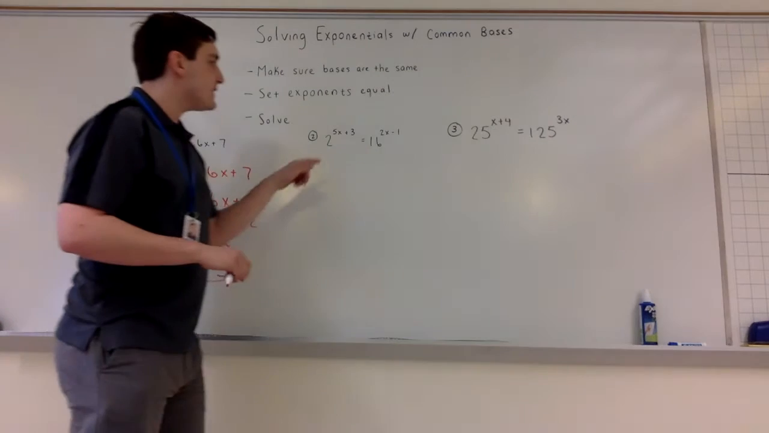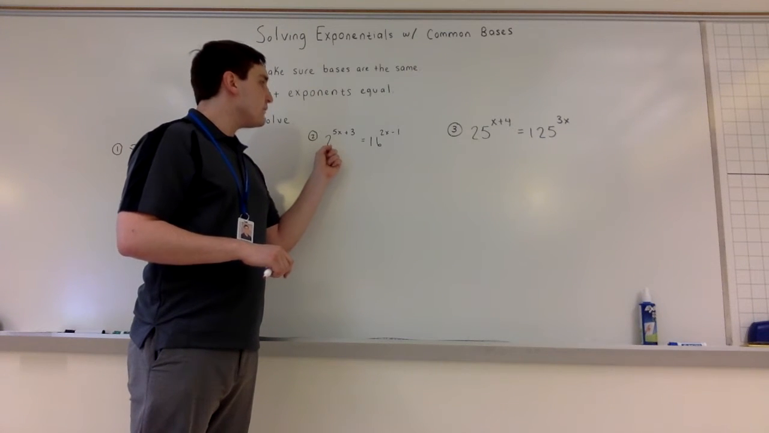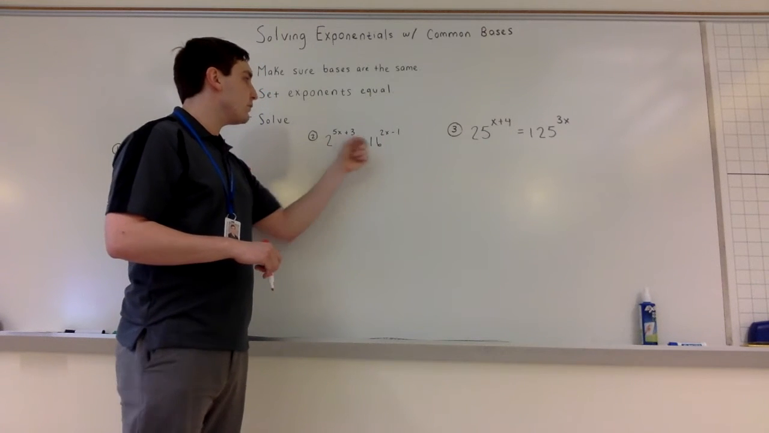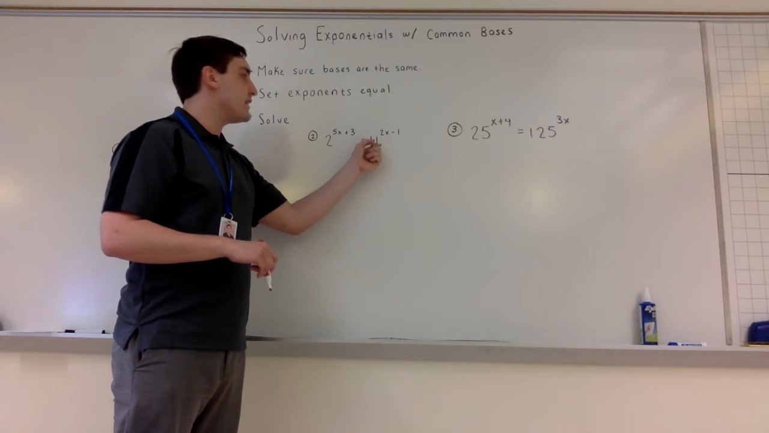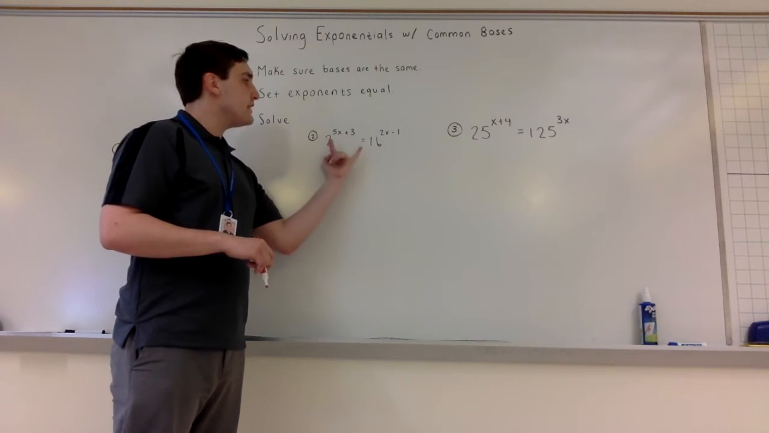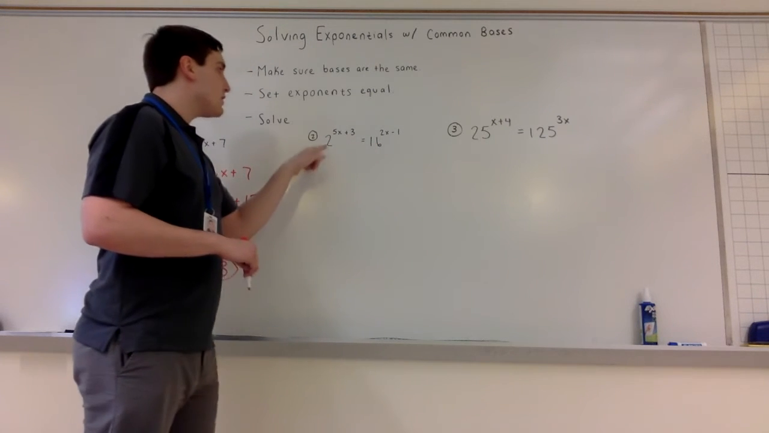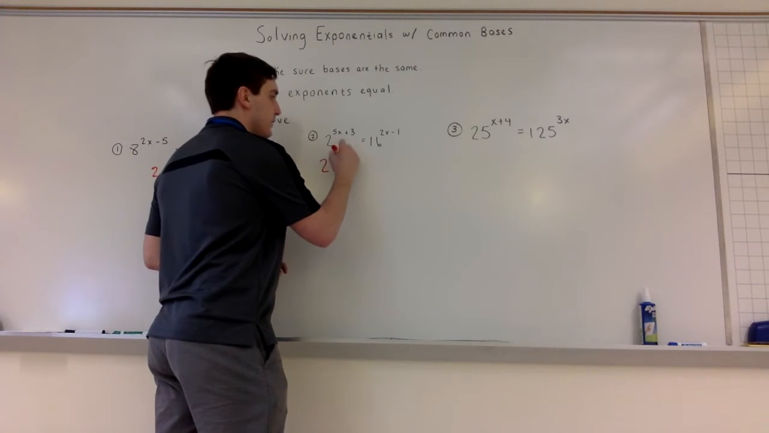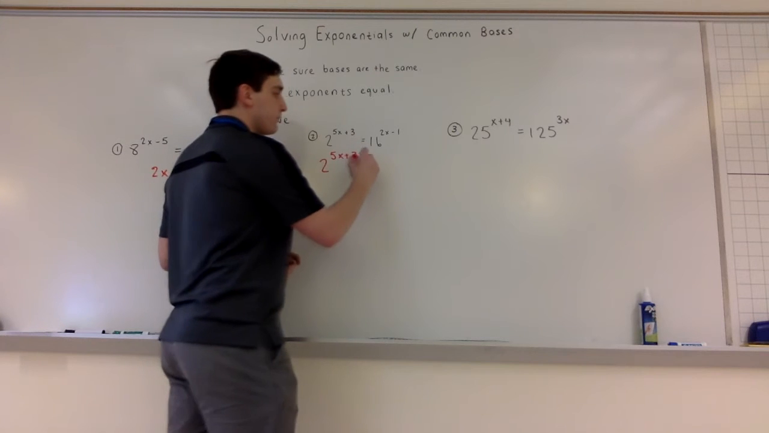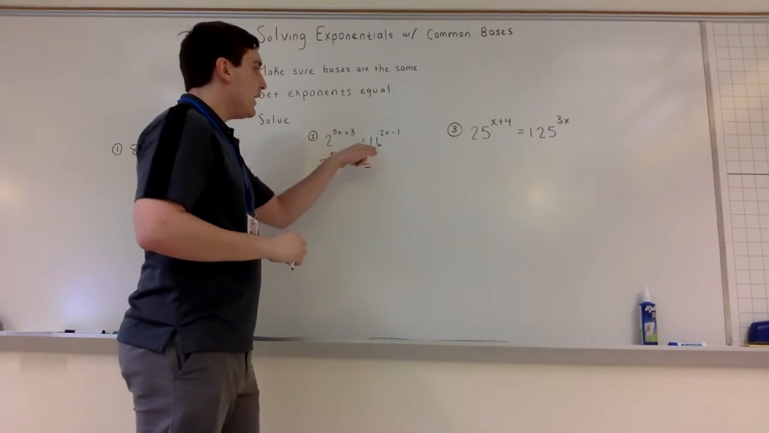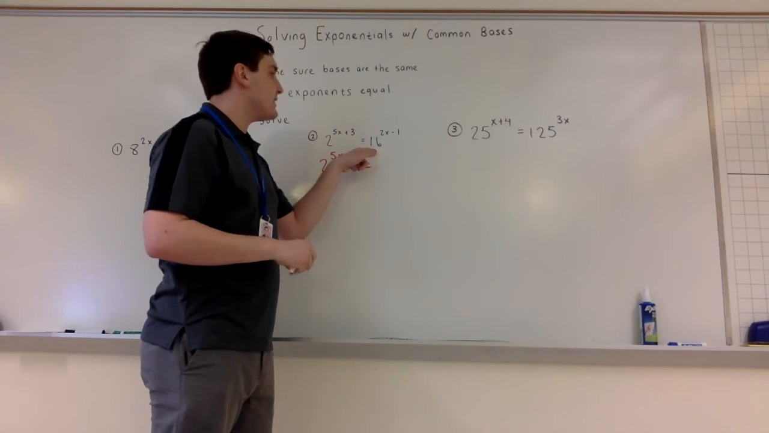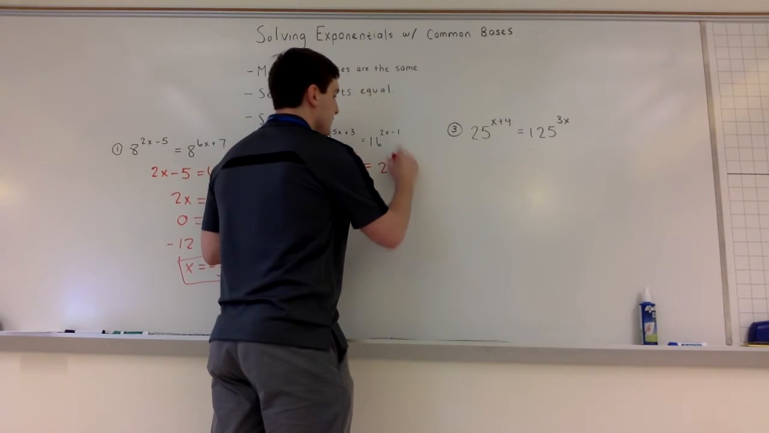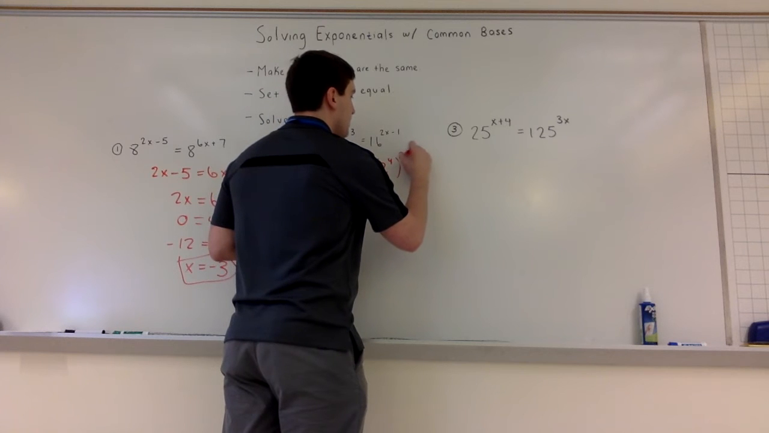All right. In this next example, we have 2 in the base here and we have 16 here. So they're not the same. So we're going to try and rewrite this 16 so that it has the same base of 2. We need to make sure that they have the same bases. So I'm going to leave this side alone for now. So I'm going to have 2 to the 5x plus 3. I'm going to leave the equal sign. And we're going to take this 16, and I'm going to write 16 as 2 to the 4th, since 2 to the 4th power is 16. So 2 to the 4th, and 2x minus 1.